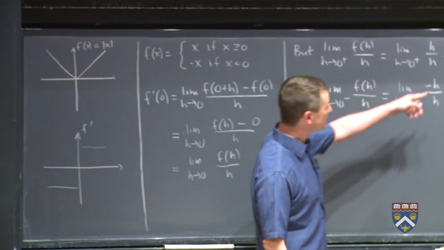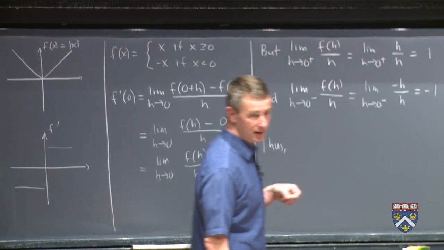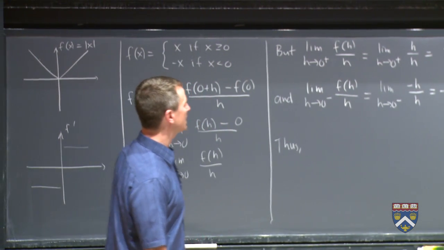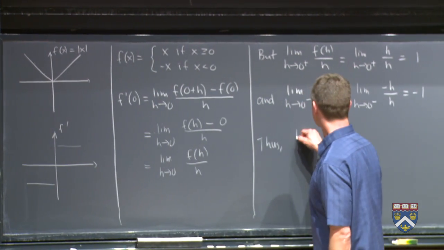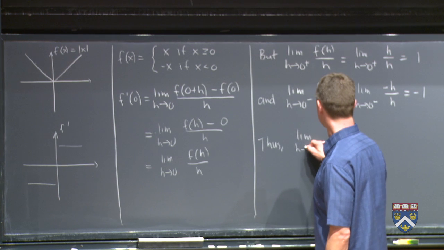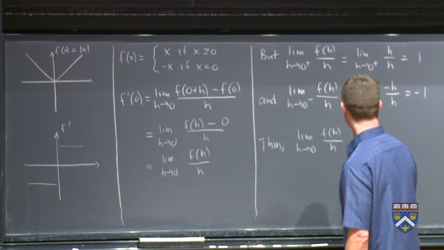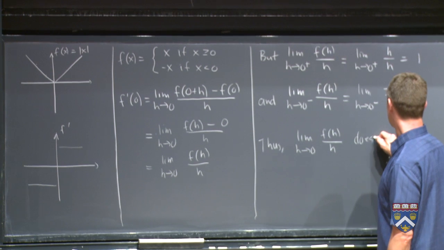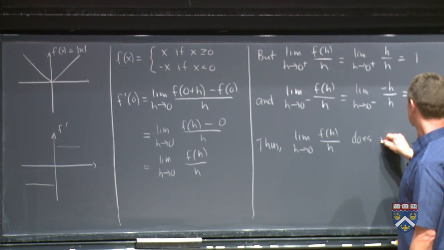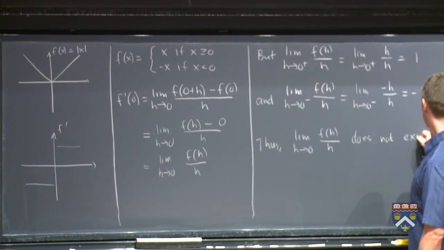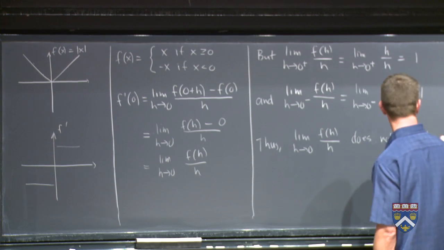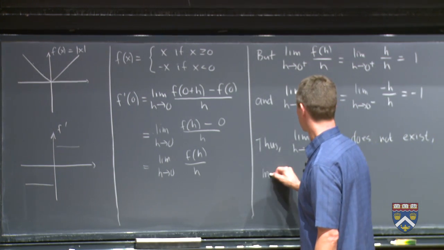And since I got a different limit from the right than from the left, going back to week 2, what do we say about the limit? We say thus the limit as h goes to just 0 of f of h over h does not exist. Meaning that f prime of 0 does not exist.